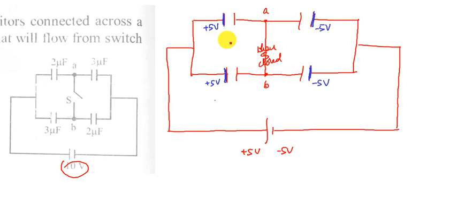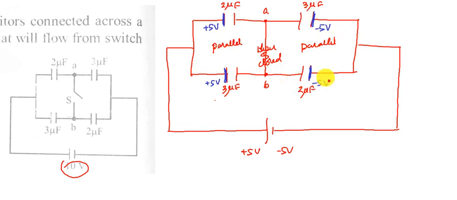To find the effective capacitance, we already know this capacitor is 2 microfarad and this one is 3 microfarad. This one is 3 microfarad, and this is 2 microfarad. So for the right branch, it is 2 microfarad and 3 microfarad. These two are parallel, and these two are again parallel. They are having the same values.